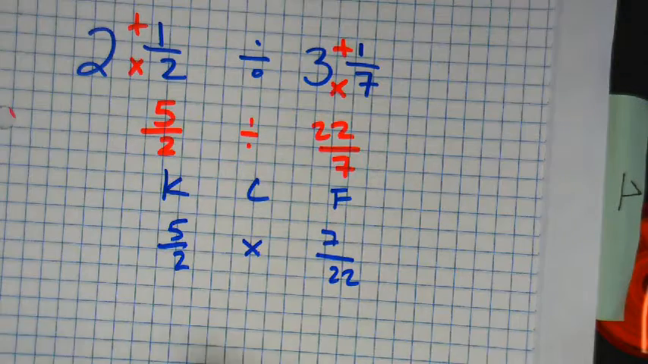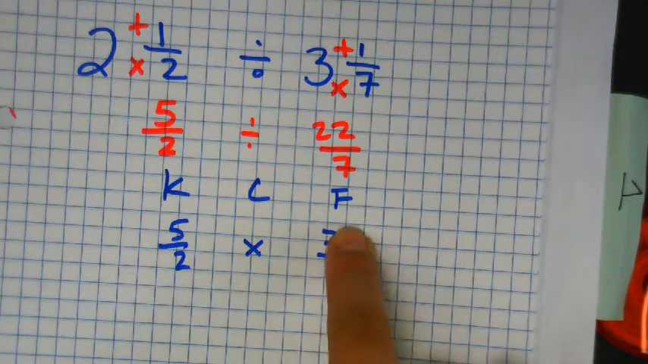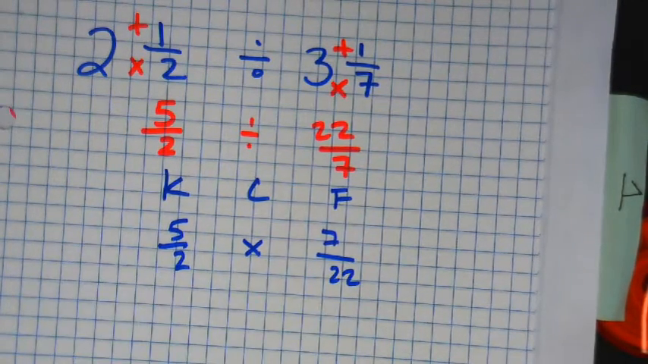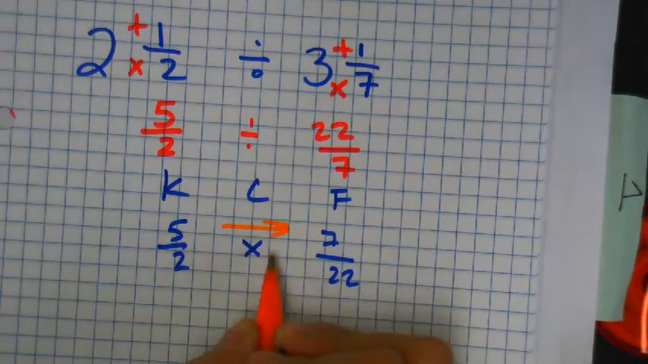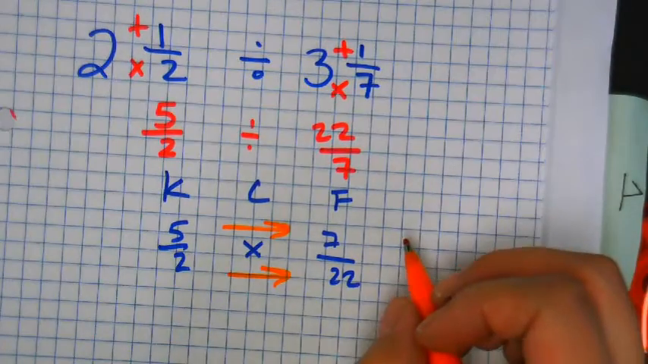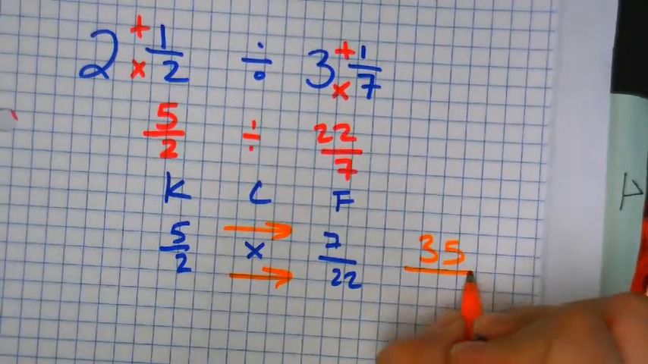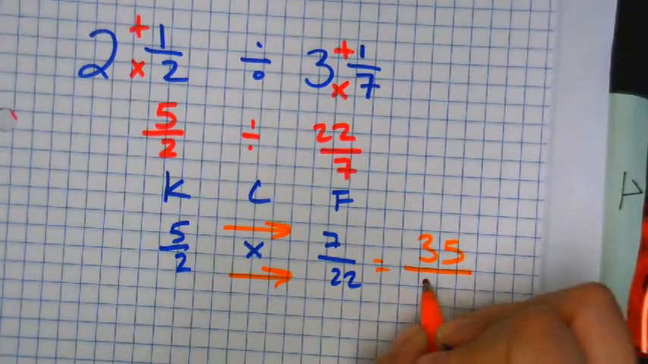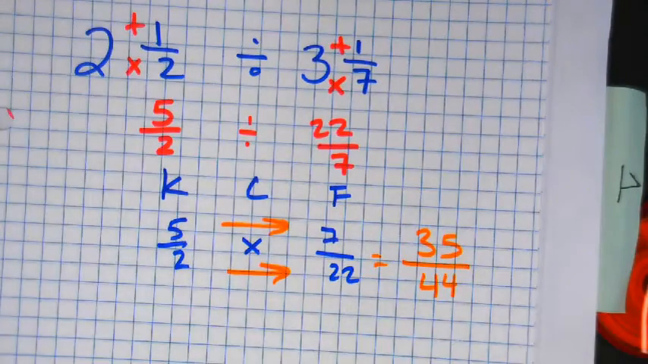I was trying to do it where the 22 would be here, but no good. So you can't simplify this. So you just go straight across. So 35 over 44. And you can't simplify.